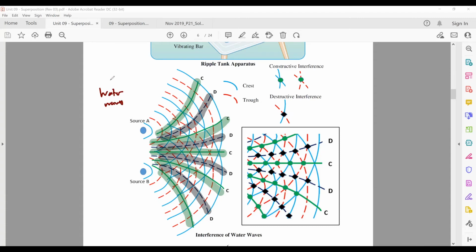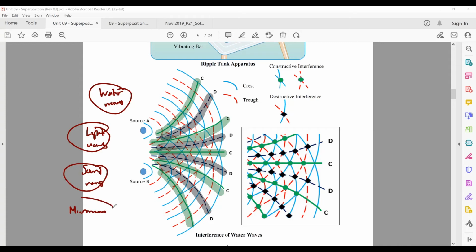Okay, what about other different types of waves? Let's just say light waves or sound waves. Will we also get interference pattern similar to that of water waves? The answer is yes. If we use different types of waves like light waves or sound waves or even microwaves, we will still see interference pattern caused by two different sources. All right, so we will see the interference pattern, but the way we detect the interference pattern will be different.